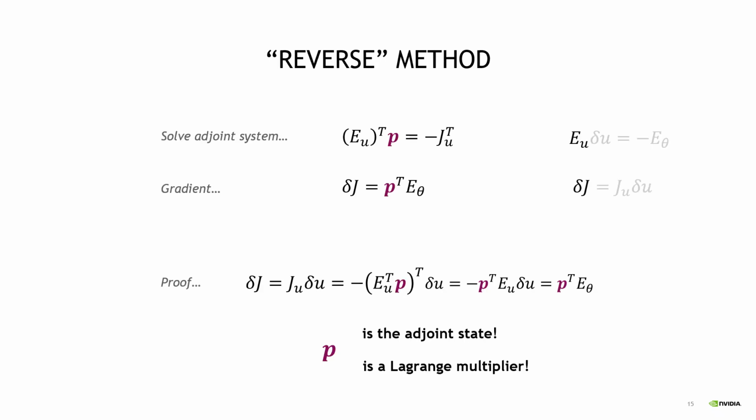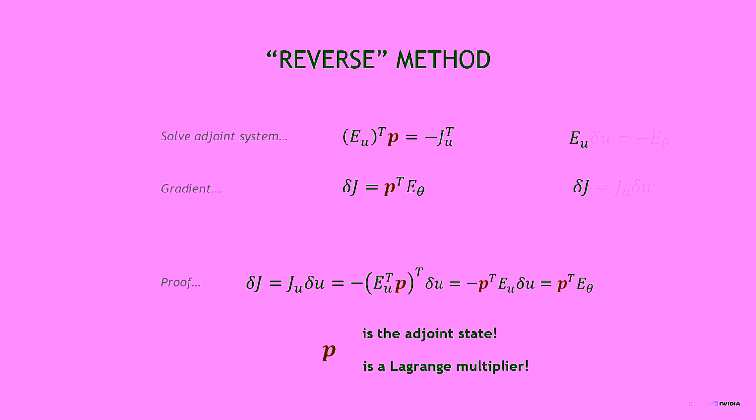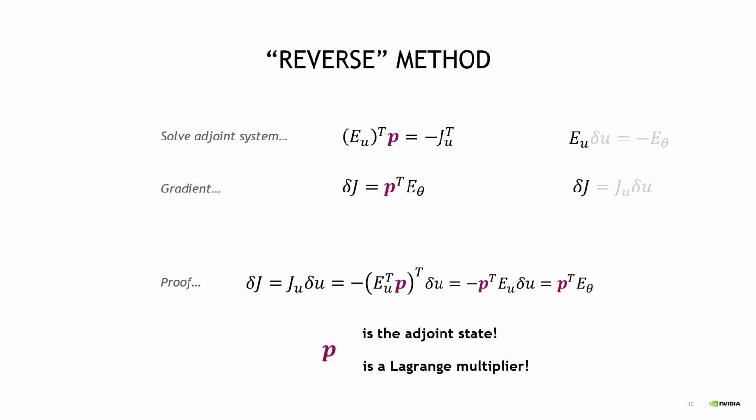Another technique is called the reverse method. And here we introduce a new variable P, which is the adjoint state, and it satisfies another linear system, which is constructed from using the E_u from the forward method, but taking the transpose and making it equal to minus the derivative of the cost with respect to the state. And if we solve that equation, we can use P to compute the gradient in the following way. We just multiply P transpose times the derivative of the equation with respect to the control.